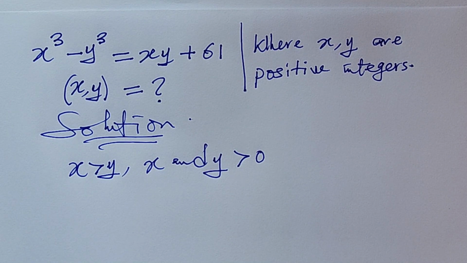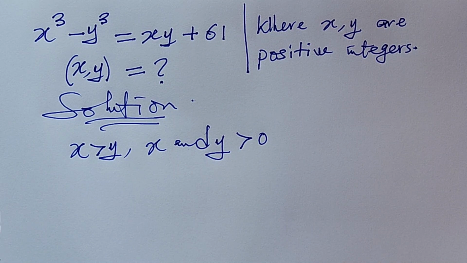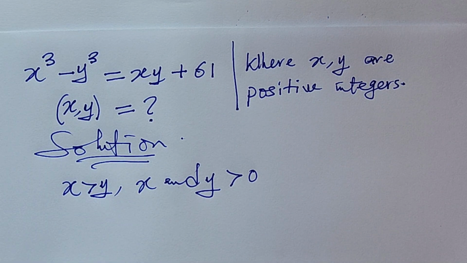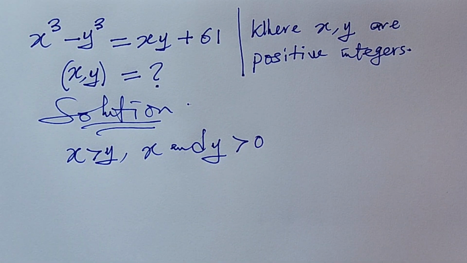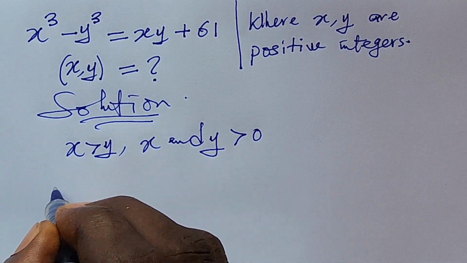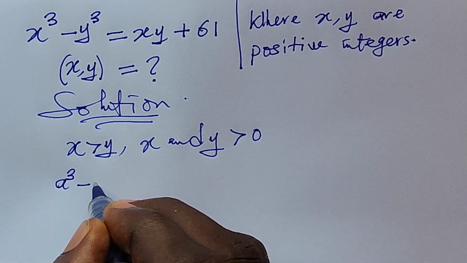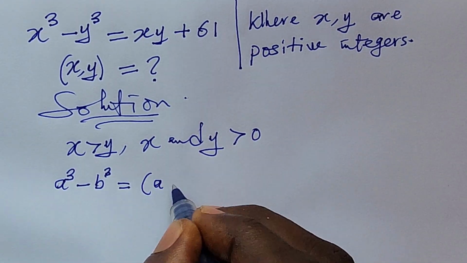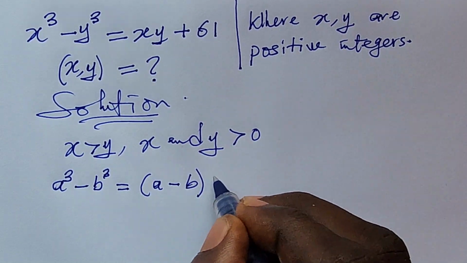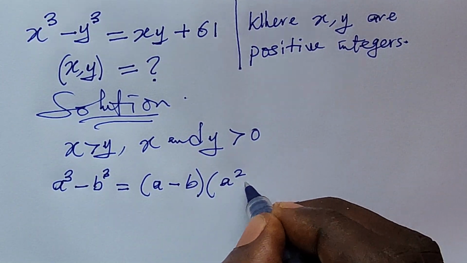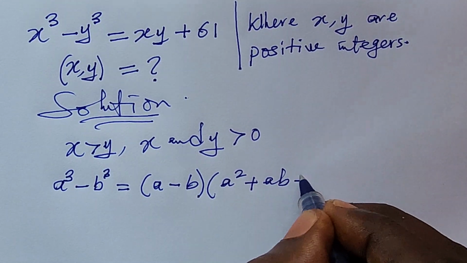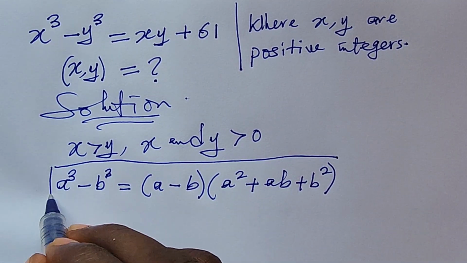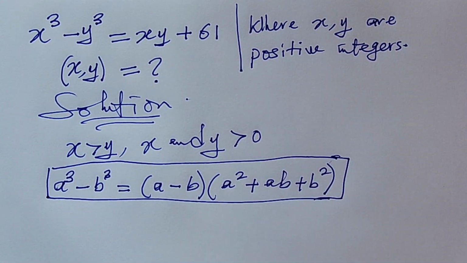I'm going to take you step by step on how to solve this. Now, if you look at the left-hand side of the equation, we have an algebraic identity for this. Remember the algebraic identity, which says that a to the power of 3 minus b to the power of 3 is equal to (a minus b) times (a squared plus ab plus b squared). You remember this algebraic identity? Yes. All right, so this is what we're going to use here.